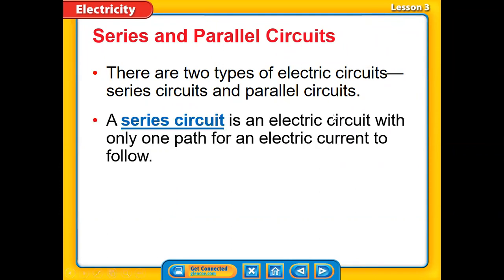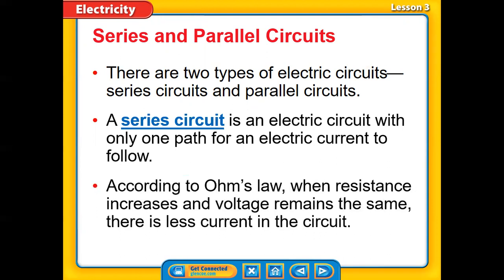The series circuit is an electric circuit with only one path, one route, for the electric current to flow. That means the current is moving in one wire, one loop, one path that allows electrons to flow in. In that case, as there is just one route, according to Ohm's law, when resistance increases and the voltage remains the same, we have less current.